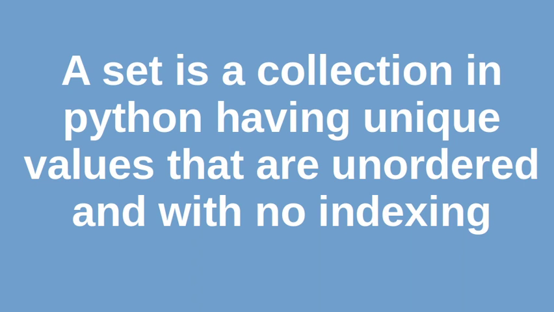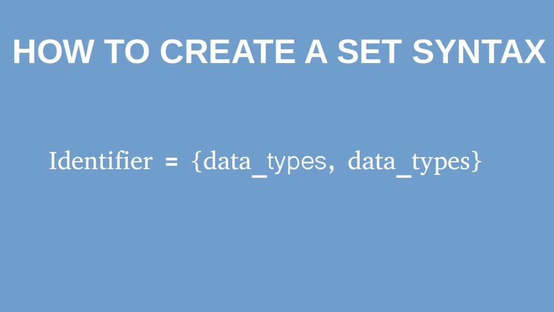Okay, so let's move on to how to create a set in Python. To create a set is very simple. We just give it an identifier, then we give it the curly braces, and in there we put our different data types separated with a comma. So that's what a set is in Python.